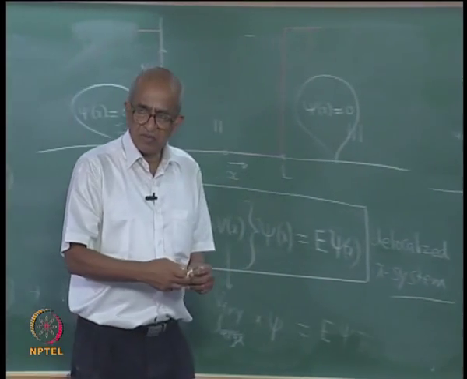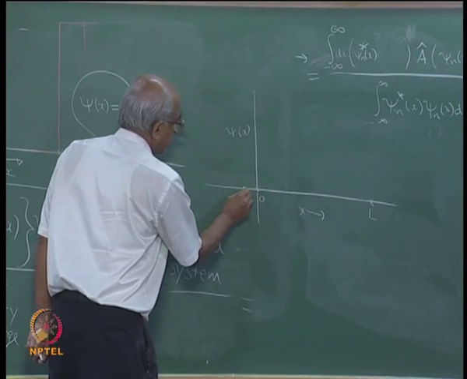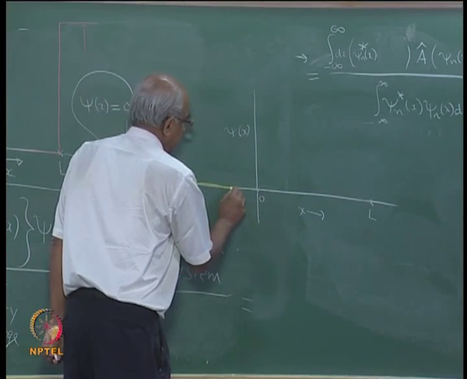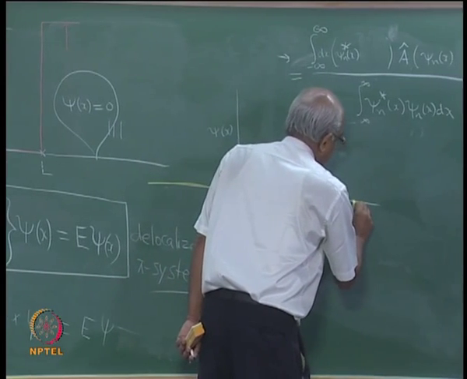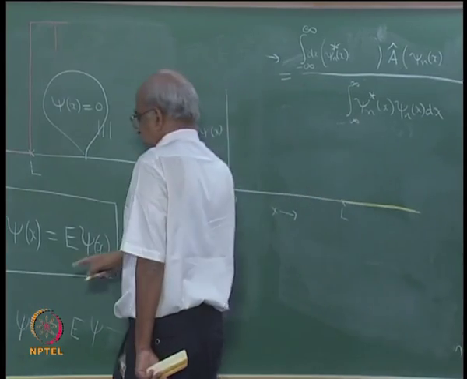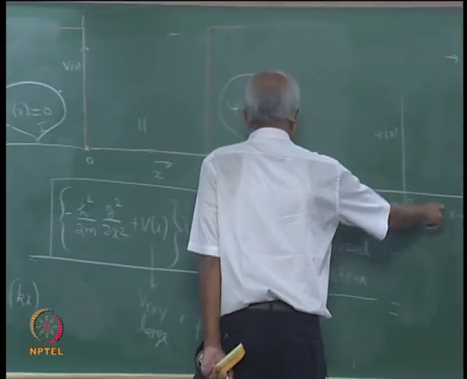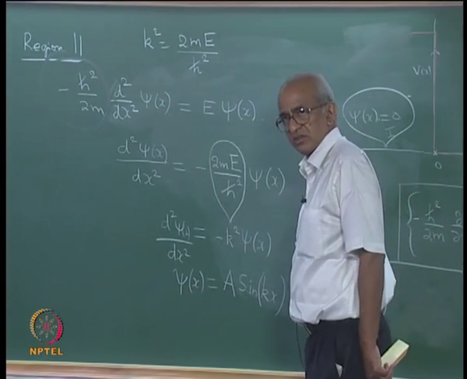So, if you think of plotting psi of x, what is the result that you would obtain? Well, in this region which is outside the box, I know psi of x has to be equal to 0. So, therefore, the plot is just the horizontal axis itself. That is the plot, and in the region where x is greater than L, again the result is the same. But inside the box, the solution is of the form A sin kx and B cos kx, that is how it is.